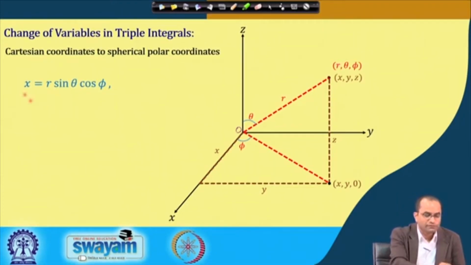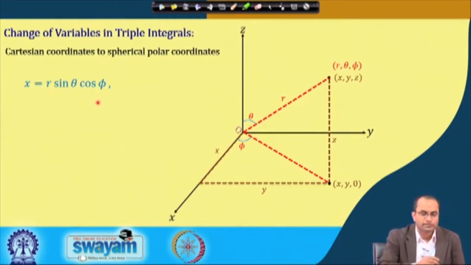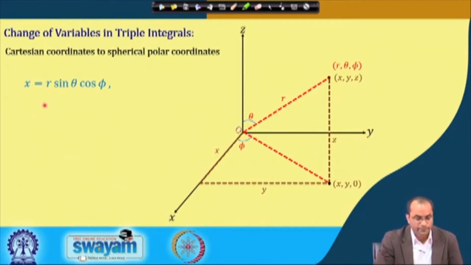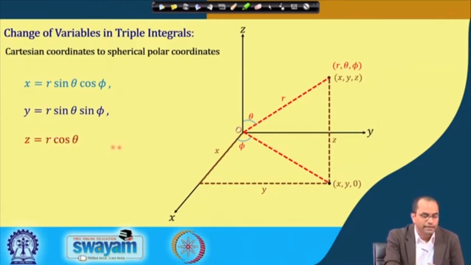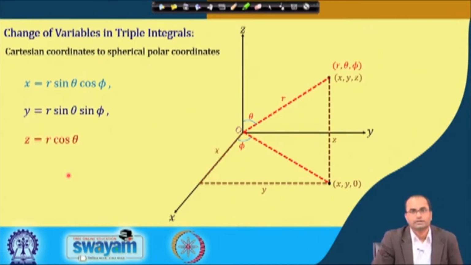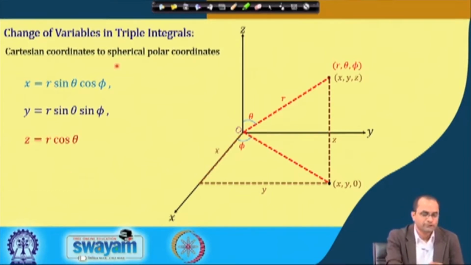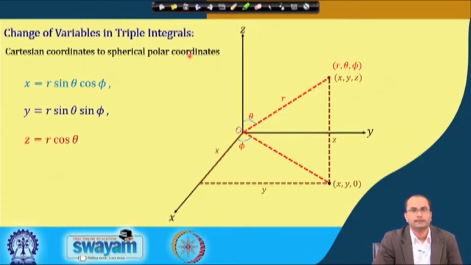So, the relation between x y z and r, theta, phi is given by x is equal to r sin theta cos phi, and y is equal to r sin theta sin phi, and z is equal to r cos theta. So, that is the standard relation between the spherical polar coordinates and the Cartesian coordinates.